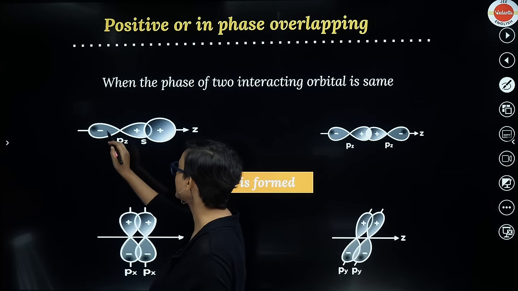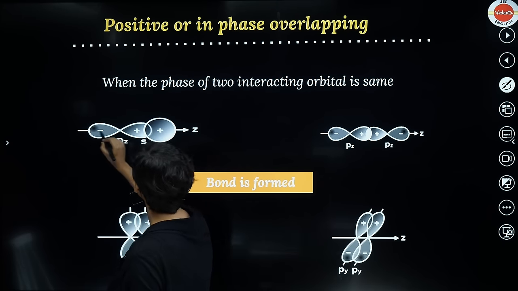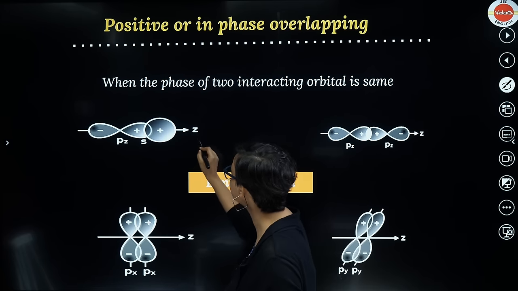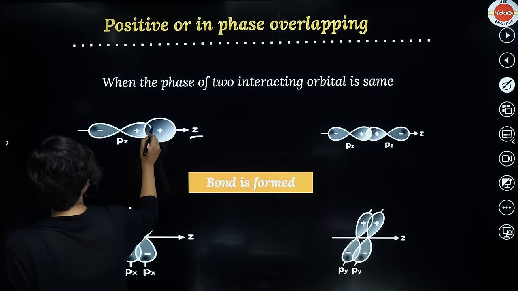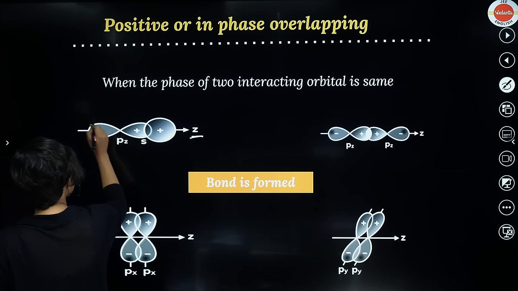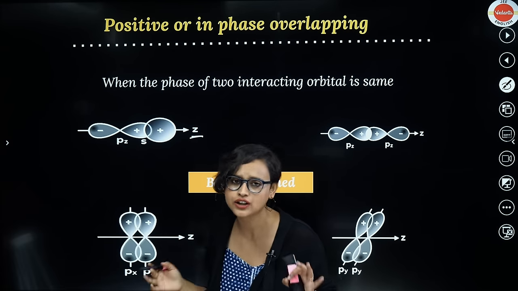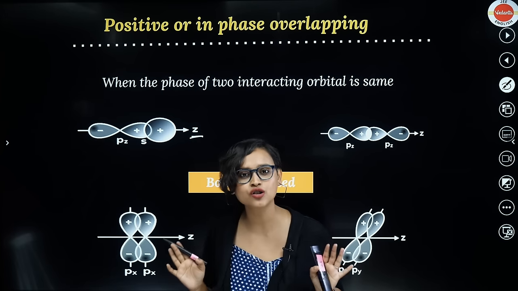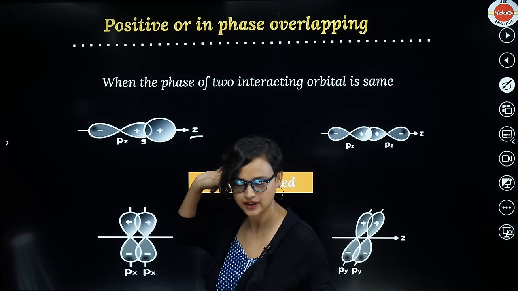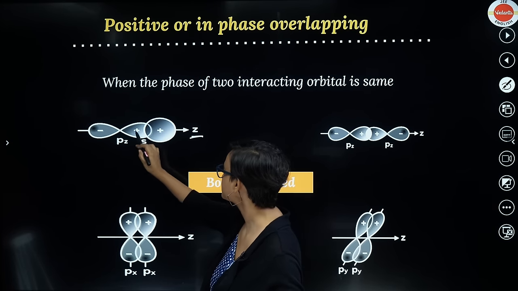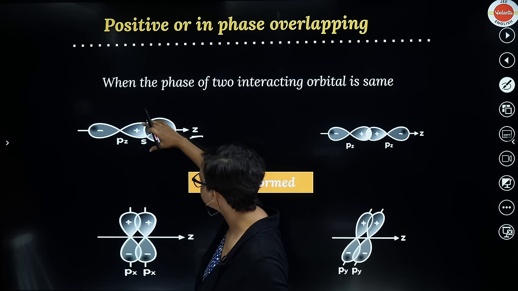So, if I make this p orbital, see, this is my z axis, guys. On this axis, I have drawn a p orbital. So, what will I call it? I will call it pz. Makes sense, right? This is my pz orbital. Okay, so pz. Now, from here, s is coming.